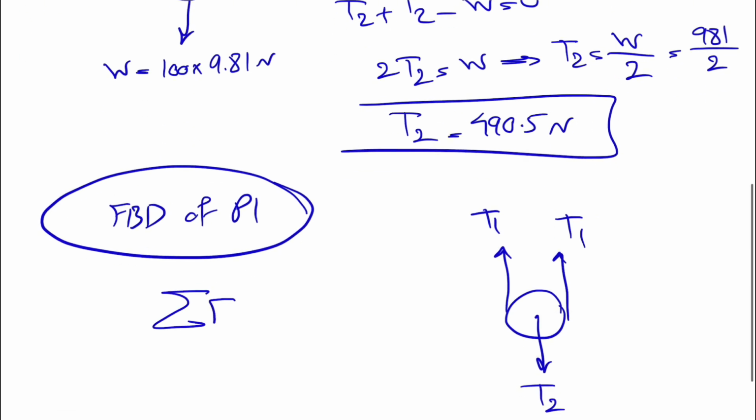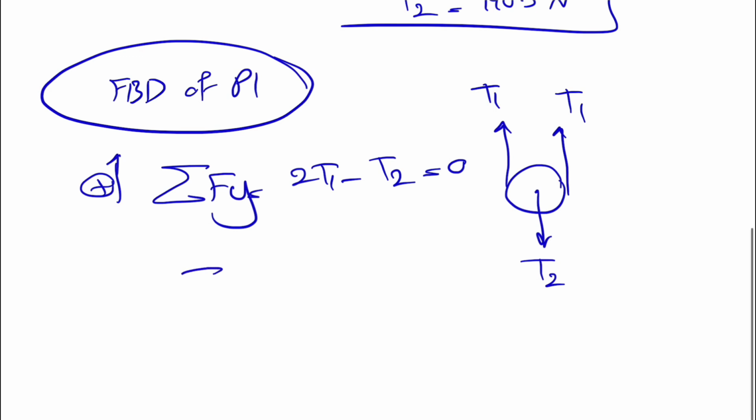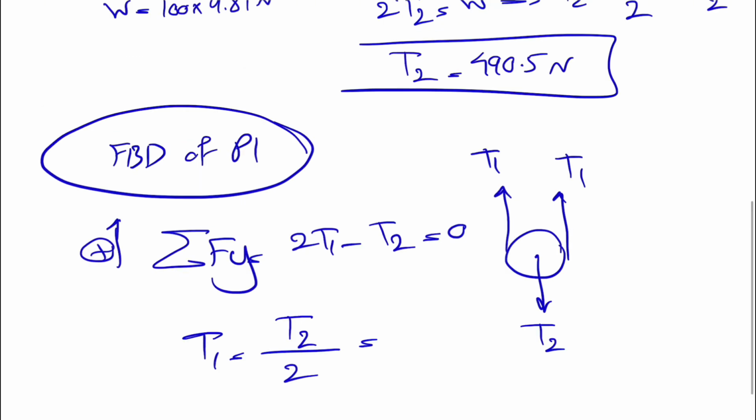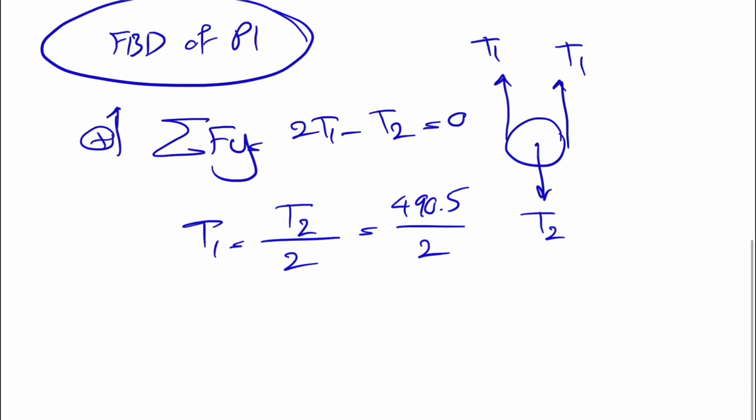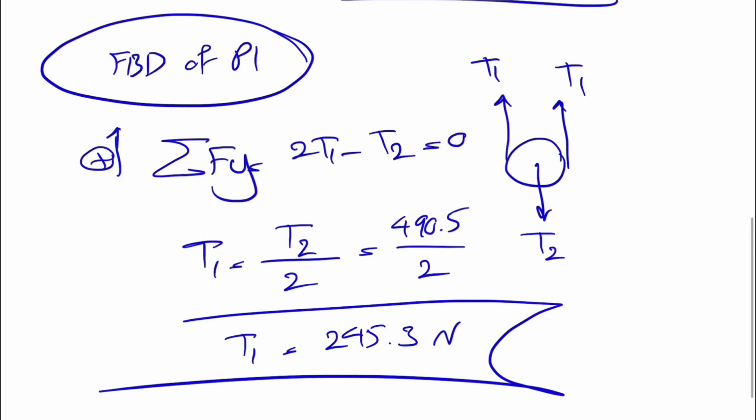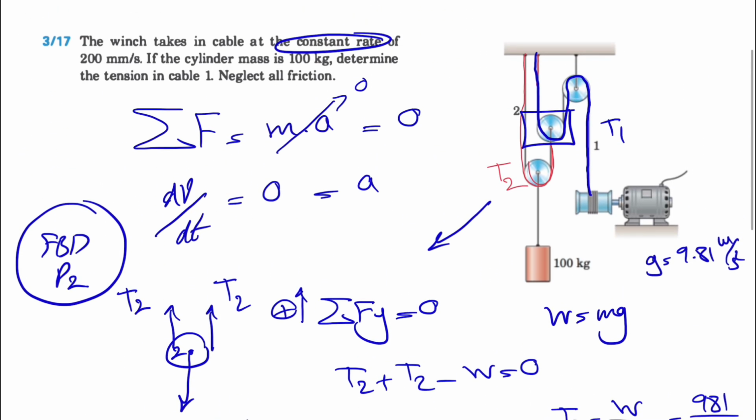Again, we can do the sum of all forces in the y direction, with this as our positive sign. Basically we have 2 T1 minus T2 equal to 0, and our T1 will be T2 divided by 2. We already found that T2 is 490.5, so T1 is 490.5 divided by 2, which is 245.3 Newtons. That is the final answer, and what the question is asking, the tension in the cable.